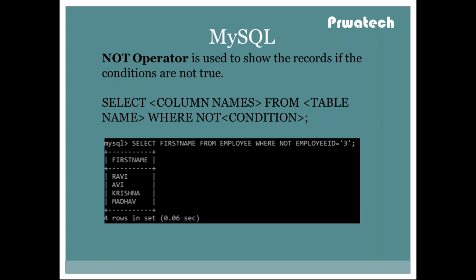So as you can see from the screenshot which is given here, we have written select first name from employee where not employee ID is equal to 3, followed by a semicolon, and then hit the enter button. So here the list of the names where the employee ID is not equal to 3 is shown. That is Ravi, Avi, Krishna and Madhav. There were 5 records as far as we had created the table, and so 4 records are shown because we do not want the record whose employee ID is 3. So we have omitted the record from there, not from the table but from the result, and only 4 results are being shown here.